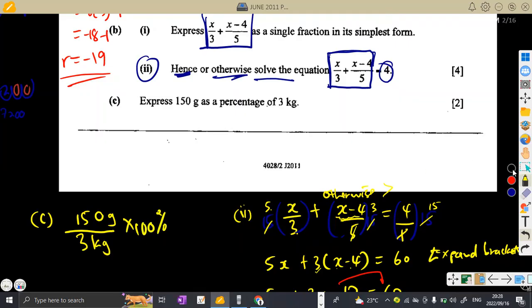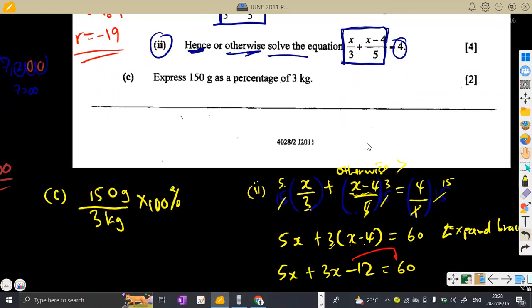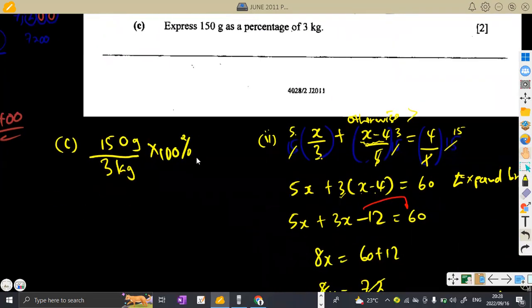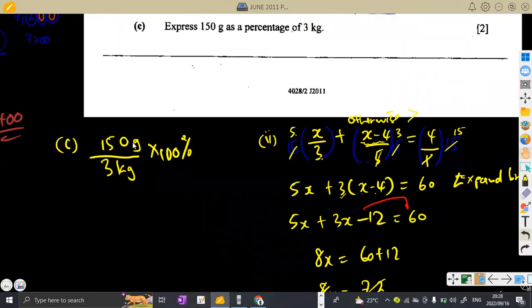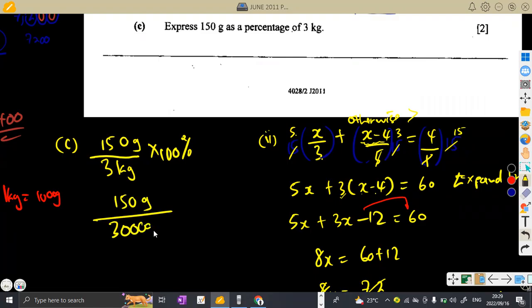But in this case, you're supposed to note that, because of the units, you can see that the units are not the same. This is grams, this is kg. So you're supposed to use the same unit. In a kg, we know we have got 1000 grams. So 3 kgs, we multiply by 1000, which gives us 3000 grams. So it will be 150 grams over 3000 grams multiplied by 100%. So the gram and the gram can cancel each other here.